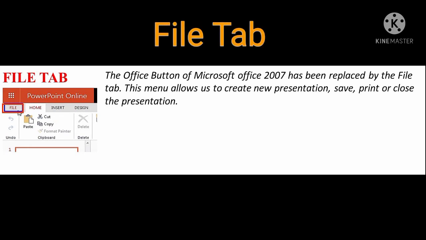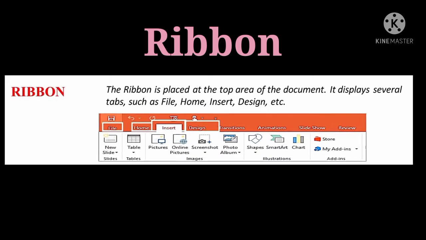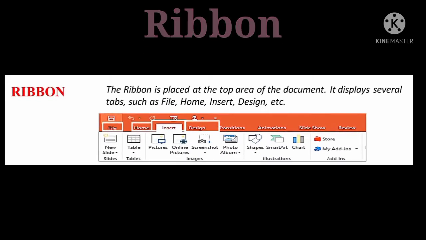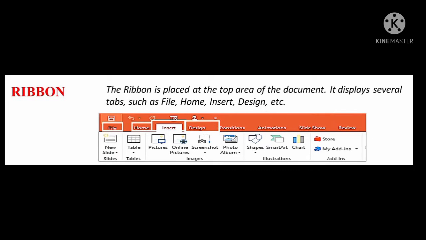File menu or file tab. It appears in the upper left corner of the window and contains options like new, open, save as, and print. Ribbon. The ribbon is placed at the top area of the document. It displays several tabs such as File, Home, Insert, Design, etc.